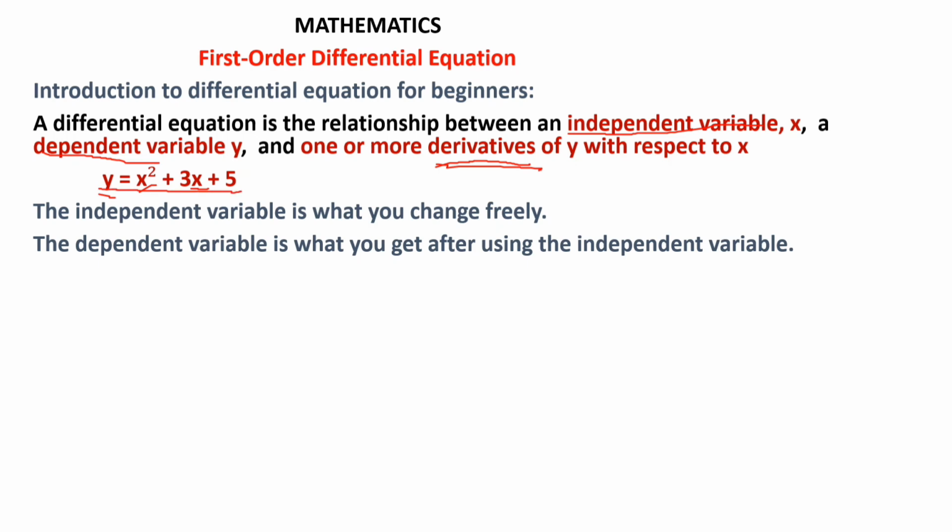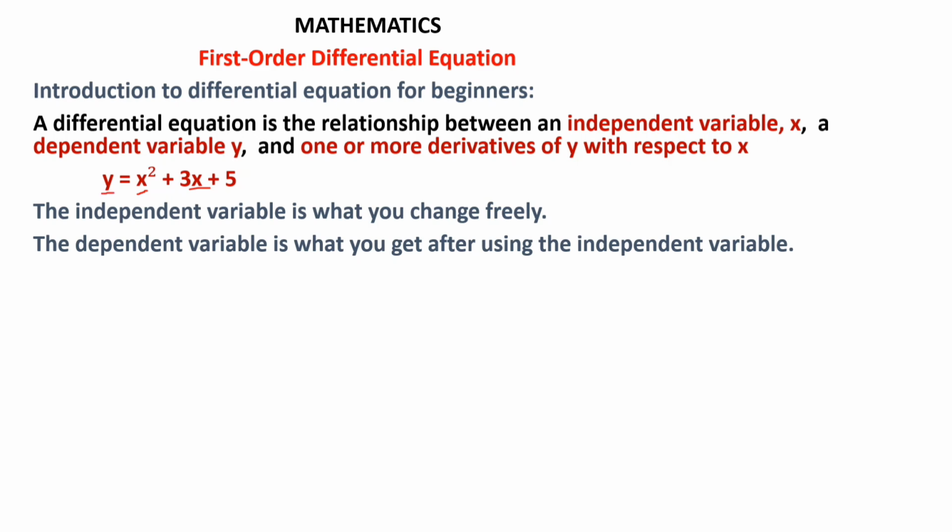But I want us to take note of something here. What are the independent and dependent variables? We said that the independent variable is a variable of x. If you look at this equation, you will see a variable of x here, and you can also see x here. And it also has a dependent variable, which is y. You can also see it here.